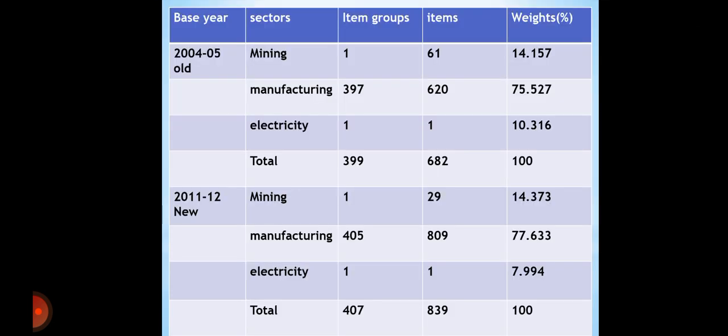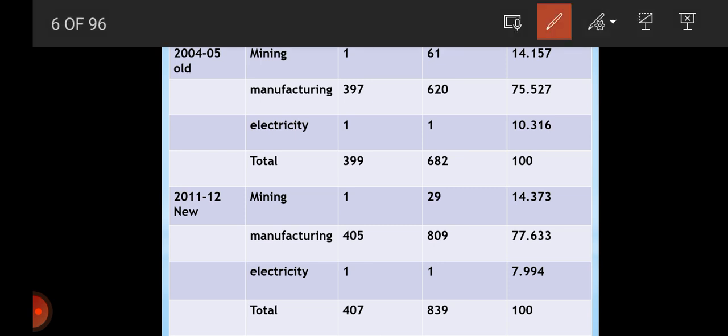Next. Now, as I told you, there will be a change in IIP each and every time. So, I have taken data of base year 2004-05 and data of base year 2011-12. Okay. Now, you can see in the table, there are three categories: mining, manufacturing and electricity. Now, what is this exactly?